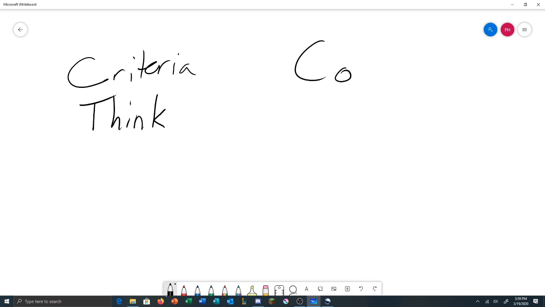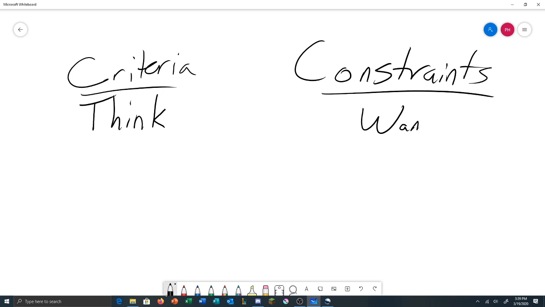But remember, criteria is what you think. Constraints are what you want. That's how I'm going to phrase it. Criteria is what you think of when you think of something you're trying to design. Constraints are what you want in that design, the specifics. So when you think of something, what do you want to match what you think? That is the difference between criteria and constraints.